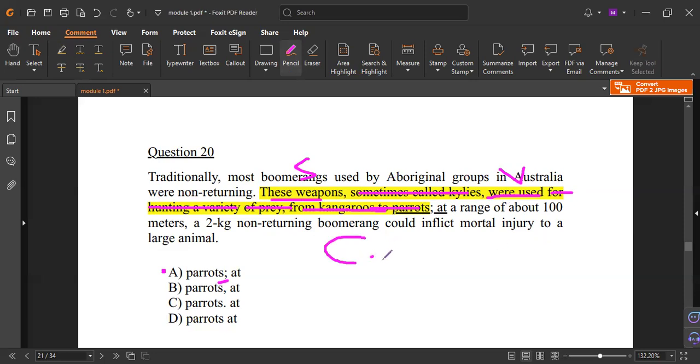So complete sentence, semicolon, complete sentence, full stop, correct. But wait, check after the semicolon. Is this part complete? Let's check it.